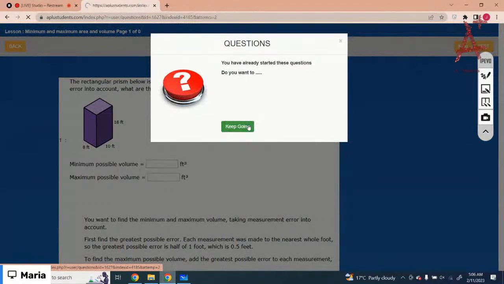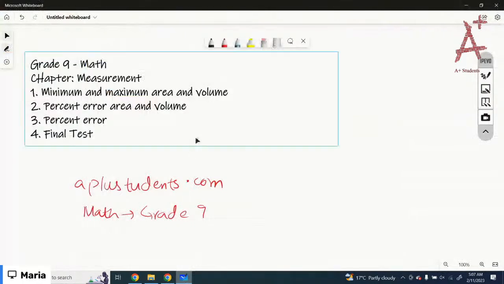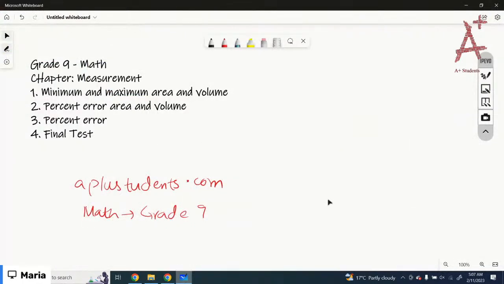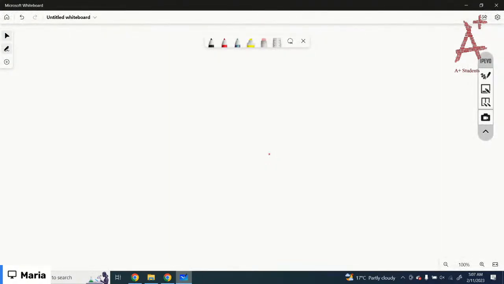Okay, the first one: the rectangle below is labeled with its measured dimensions. Taking measurement error into account, what are the minimum and maximum possible areas? Got it? So the area of the rectangular shape is length times width.